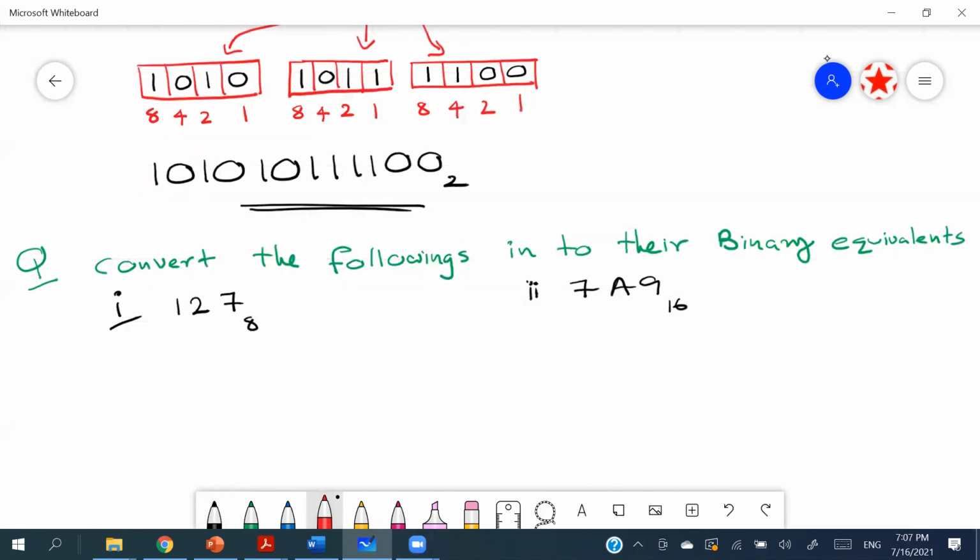So let me show you the conversions. So 7, we are going to write those in 3 bits.